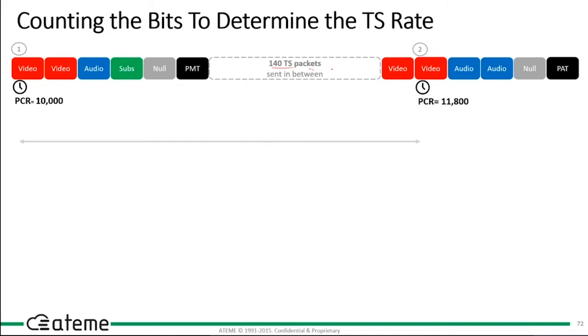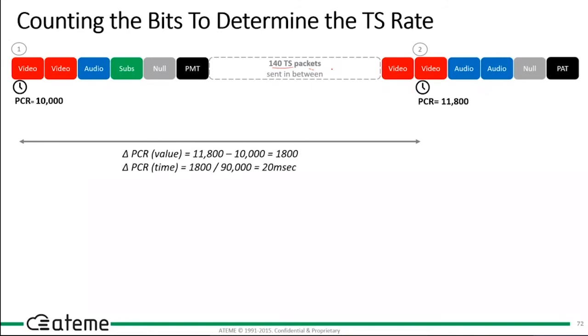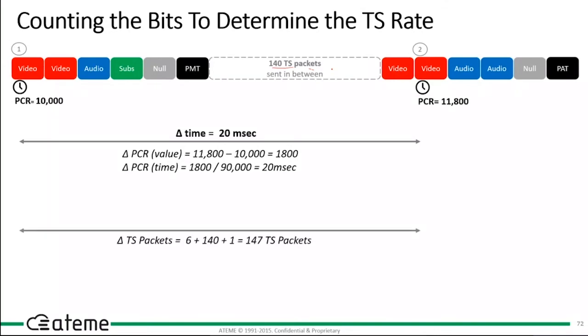As we all know already, if we take the difference between these two PCR values, we find that there is an interval of 20 milliseconds as per the encoder's time. So we have the time variable. That's one part of the puzzle. The second part is just to count the bits. We count the bits between these two PCRs.